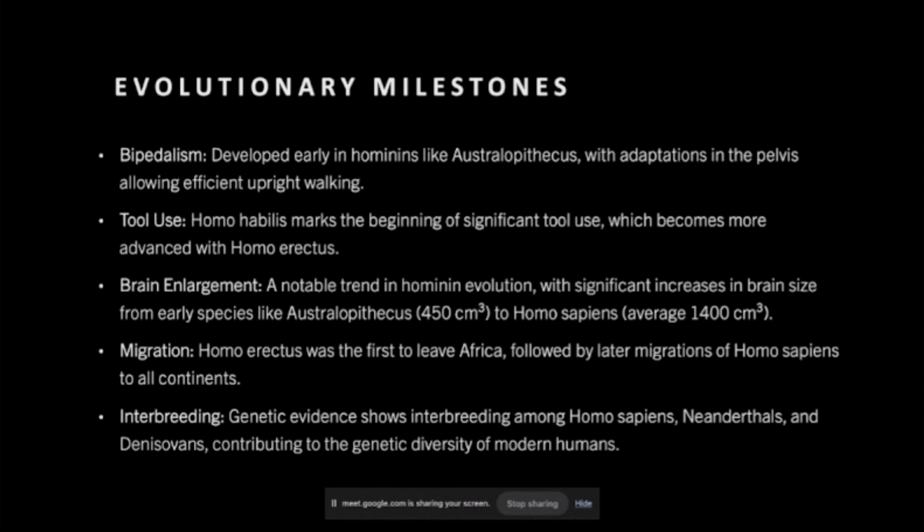Okay, and then there is some possibility that there may have been some interbreeding amongst these groups. For example, the Homo sapiens, the Neanderthals, and the Denisovans. Some of these groups actually lived around the same time as one another, and their interbreeding would eventually contribute to the genetic diversity of humans that we see today.